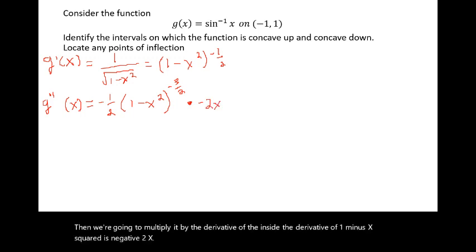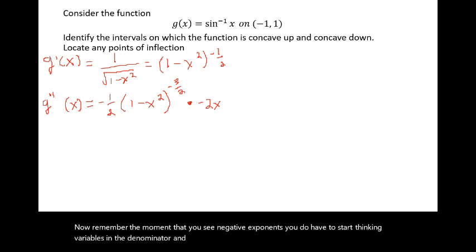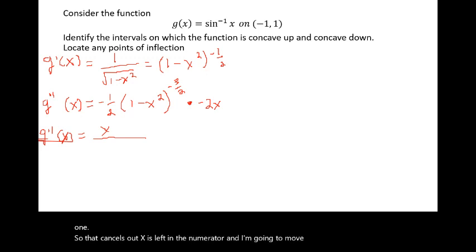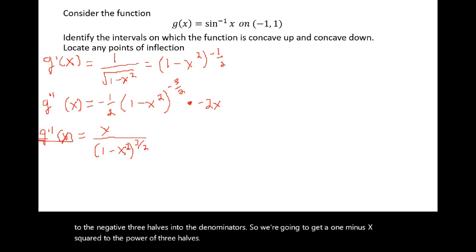Now remember, the moment that you see negative exponents, you do have to start thinking variables in the denominator, and we are going to be dealing with the potential that the derivative is undefined. So just going to simplify this a little bit more. First of all, -1/2 times -2 is +1, so that cancels out. X is left in the numerator, and I'm going to move this 1 minus x squared to the -3/2 into the denominator. So we're going to get a 1 minus x squared to the power of 3/2 in the denominator.